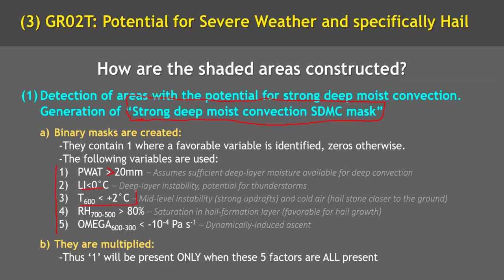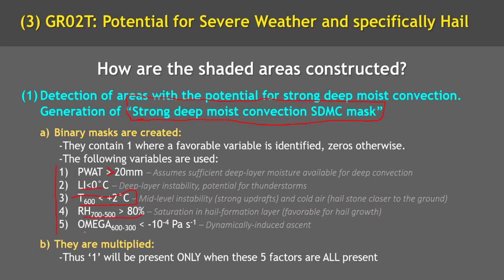Then this temperature works for us: 600 hPa temperature below plus 2. This speaks about the potential for strong updrafts, right? Mid-level instability if you have cold air in the mid-levels. The cold air will also favor the hailstone being closer to the ground, so it will be easier for it to reach the ground as ice. Then we're looking at relative humidity higher than 80, which suggests that you have saturation, which is favorable for cloud associated with the storms, and also for the growth of hail.